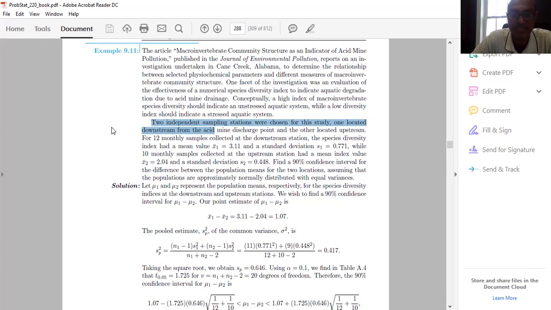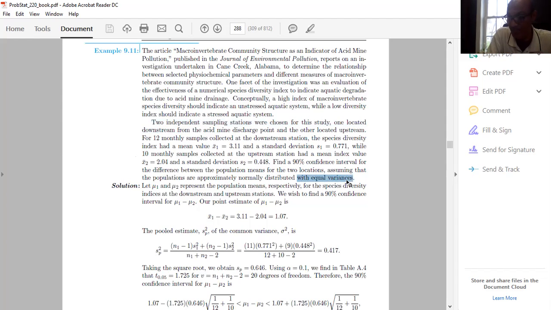Find a 90% confidence interval for the difference between the population means for the two locations, assuming that the populations are approximately normally distributed with equal variance. Right, guys? See, the word equal variance is being introduced and written down over here. That means your sigma 1 and sigma 2 are not known to us; rather we know S1 and S2. They are not known, but they are equal. It could be possible in some practical examples that they are equal. Sometimes they are not equal. But here it's an example for unknown sigma 1 and sigma 2, but they are equal.